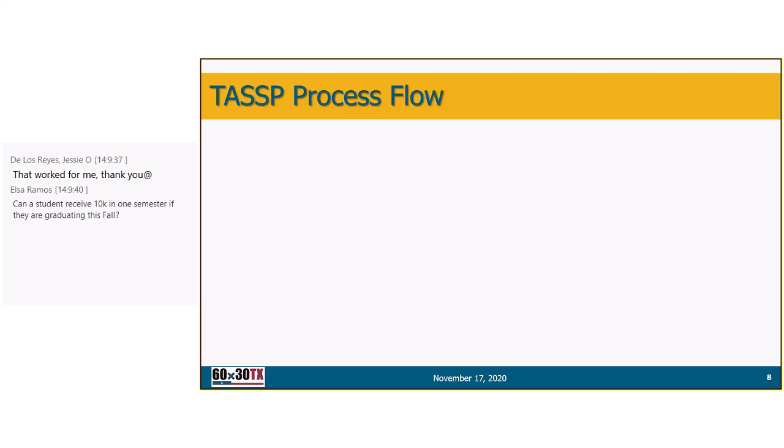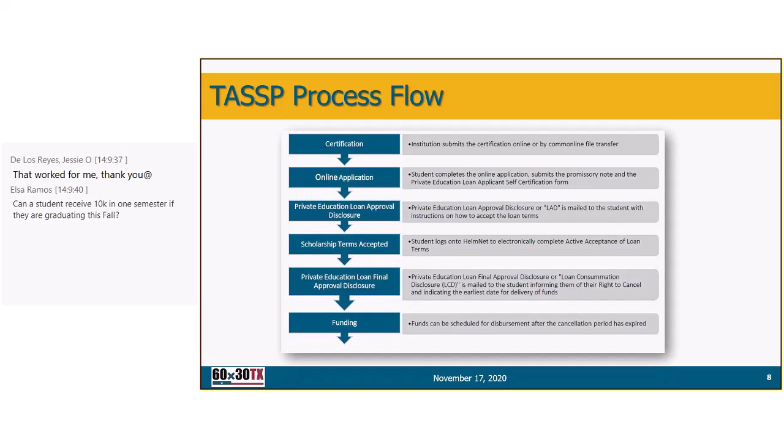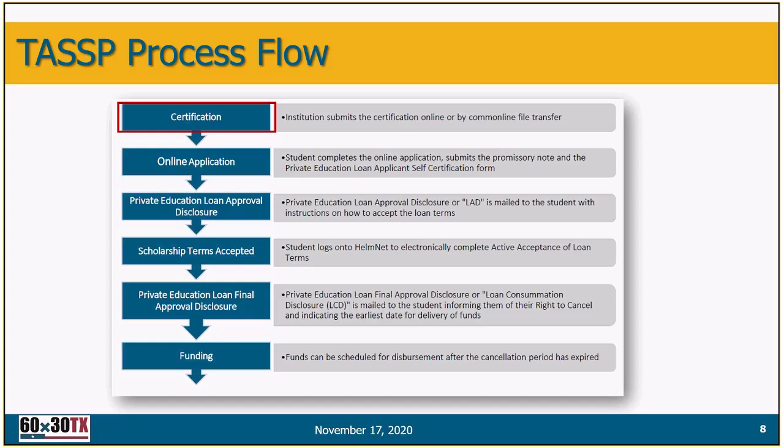Let's talk about the TASSP process flow. Again, I'm giving y'all an overview of these programs. If you go into the guidelines, you're going to see a lot of this information as well, but there's even more information available. One of the unique things about the TASSP program is the way in which the student actually applies. So unlike a private loan, because this is a scholarship, the school actually initiates the certification first. Then the student goes online and does their application.